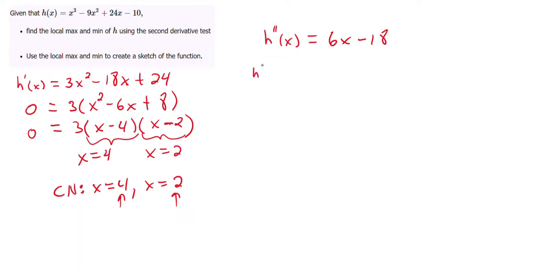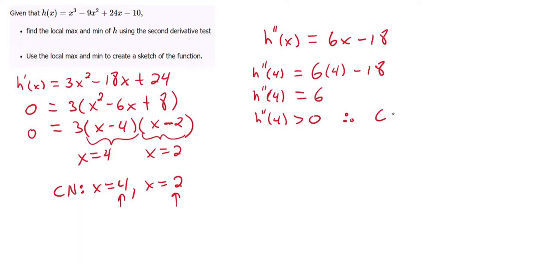So we'll say h double prime of 4. If I plug that in, that's 6 times 4 minus 18. So h double prime of 4 is equal to 6. Now, the magnitude of the number I'm not actually that concerned with. The biggest thing here is that h double prime of 4 ended up being greater than 0, right? And that's telling me it's greater than 0, therefore it's concave up, because if it's positive, it's concave up.